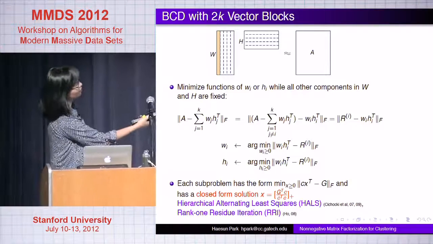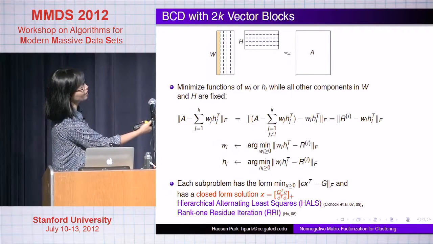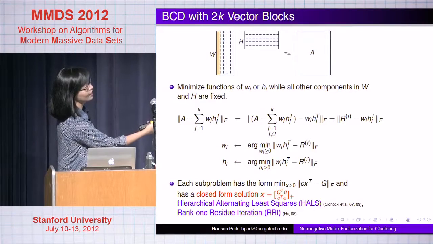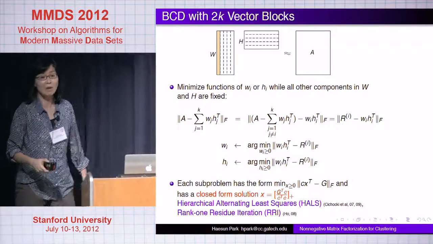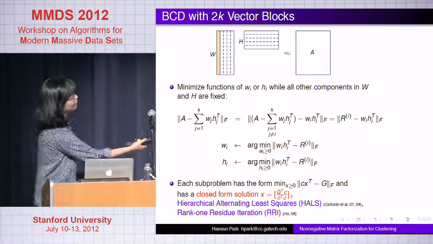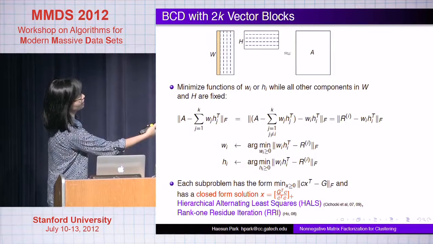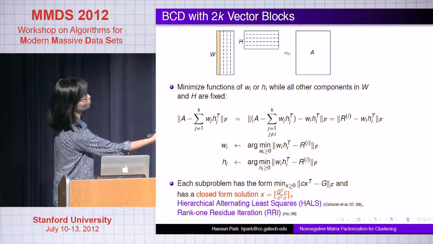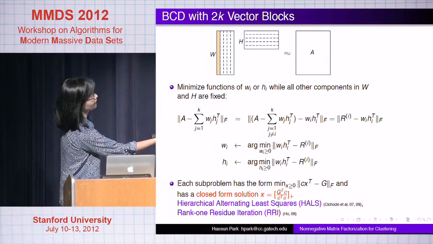And what's nice about this problem is, if we don't have the non-negativity constraint, then this is the usual least squares problem, and we know how to find the solution. We can just use the normal equation, for example. So C transpose C, X transpose should be C transpose G.